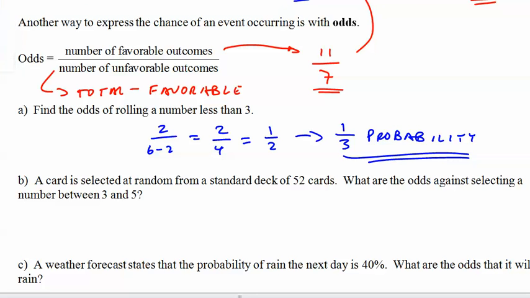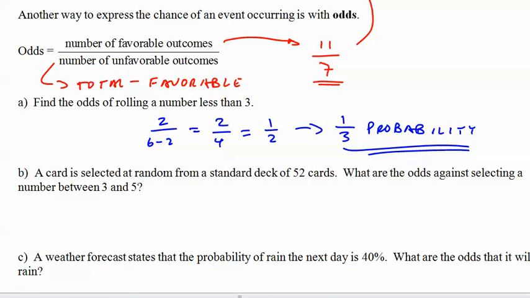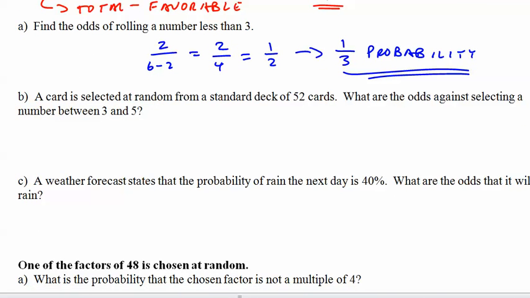Just be aware. A card is selected at random from a standard deck of 52 cards. What are the odds against selecting a number between 3 and 5? I don't know what against means. What are the odds of selecting a number? Well, if we're going against a number between 3 or 5, then my guess is that we have to use everything else. So I want to make sure I get this right.